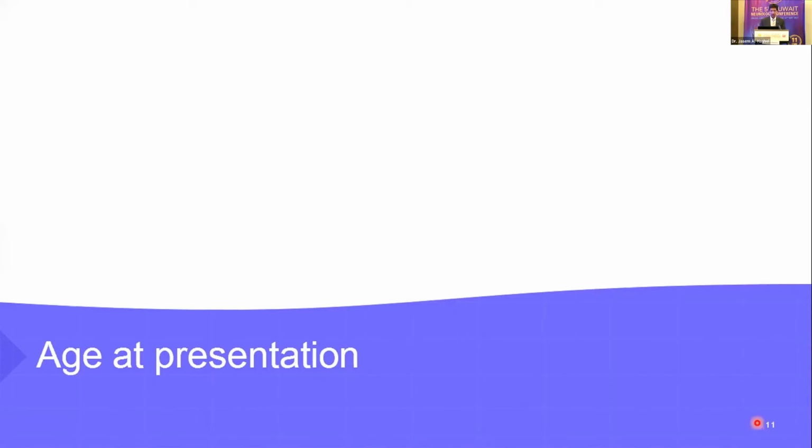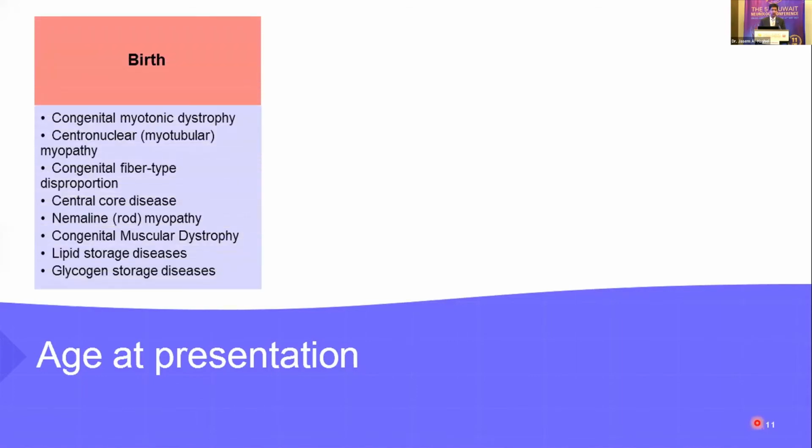The other way to look at the muscle diseases is to look at the age of onset and divide them accordingly. So if you have somebody who had myopathy from birth, then you know that you're dealing with a congenital myotonic dystrophy, central nuclear myopathy, congenital fiber type disproportion, central core disease, nemaline myopathy, congenital muscular dystrophy, lipid storage diseases, and glycogen storage diseases.